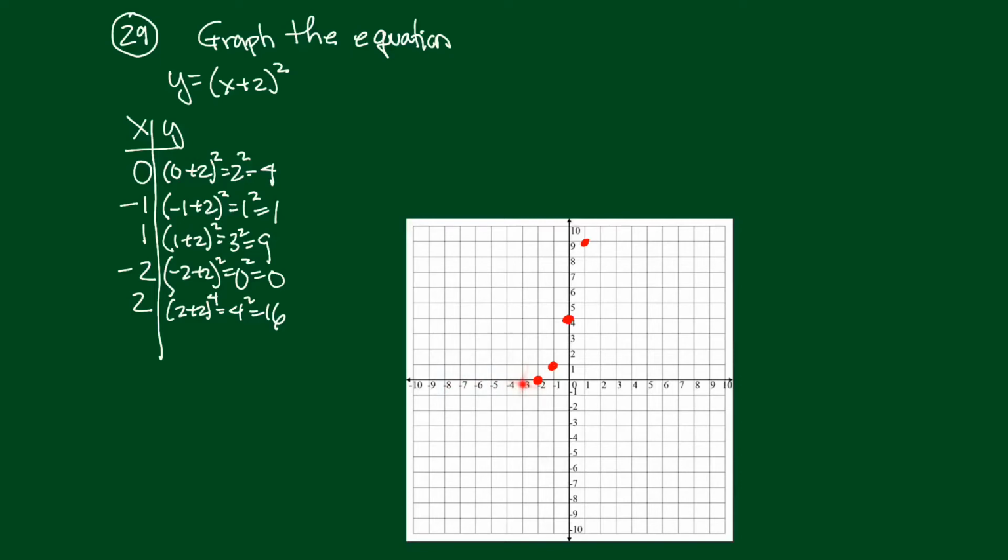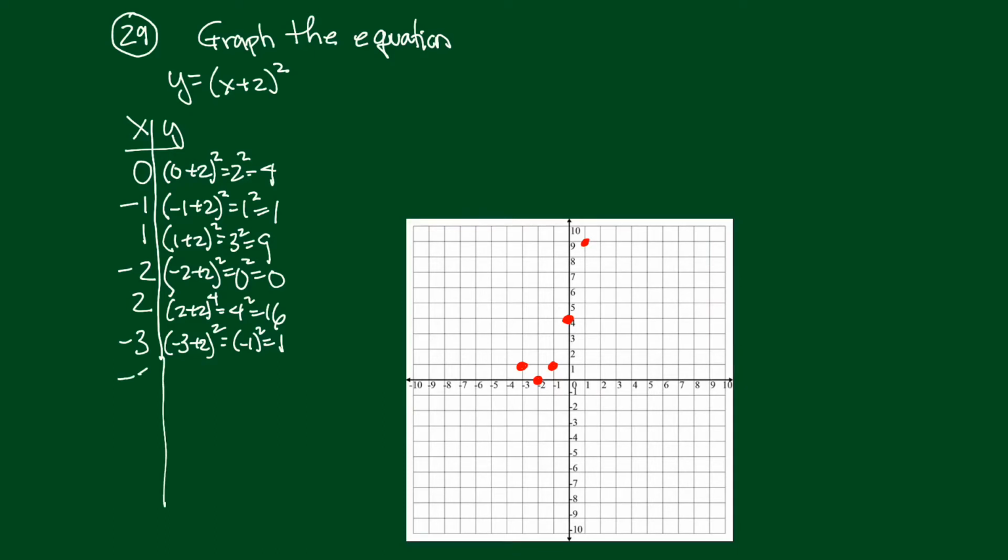So let's go out to -3. Now at -3 plus 2 squared, we get -1 squared, which is 1. So from the origin, we're going to go to the left 3, up 1, right there. Let's go out a little bit more.